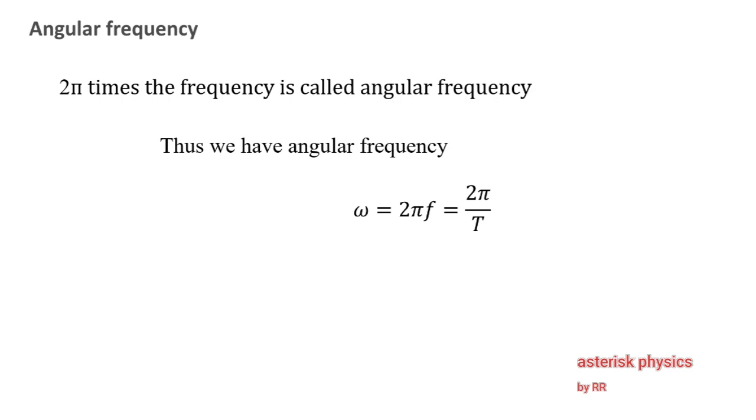And we know that frequency is equal to 1 by T. So, substituting, we get 2 pi by T. So, the relationship between angular frequency and time period is omega is equal to 2 pi f, which is equal to 2 pi by T. The SI unit of angular frequency is radian per second.